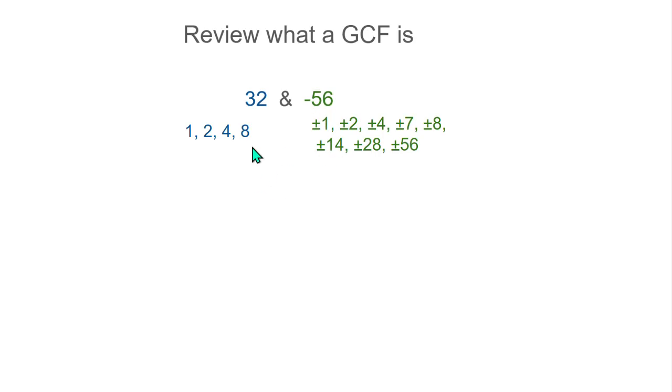Then we start at the list of the factors of 32 because it has less, starting at the top with 8, and we check if it's a factor of negative 56. In this case, positive 8 is. So the GCF of 32 and negative 56 is positive 8.